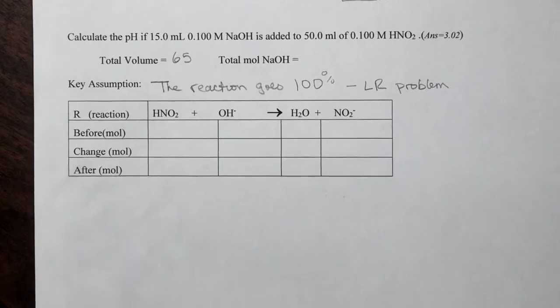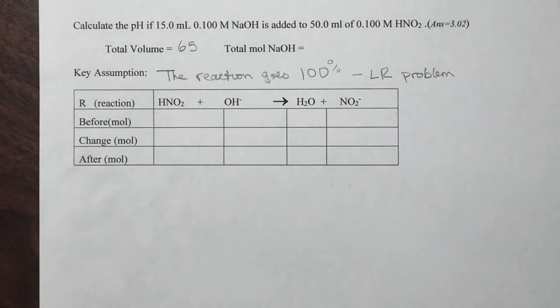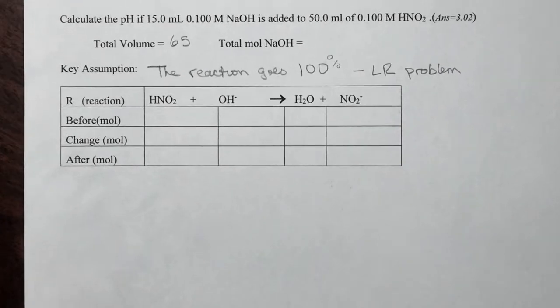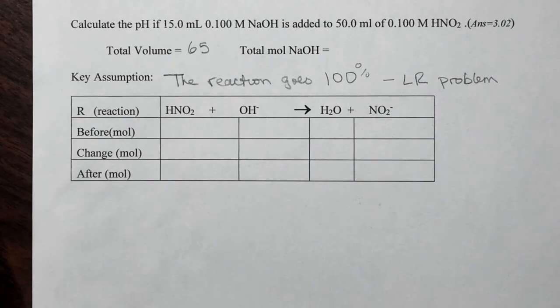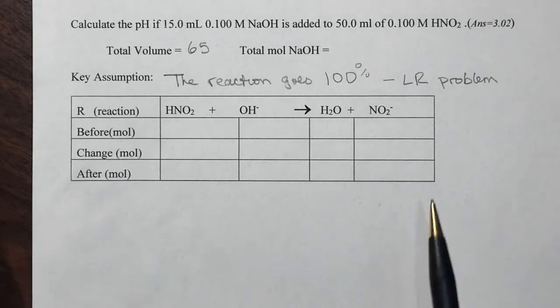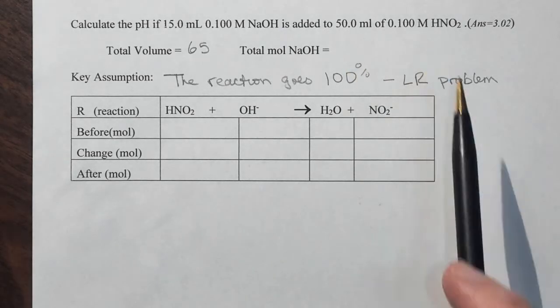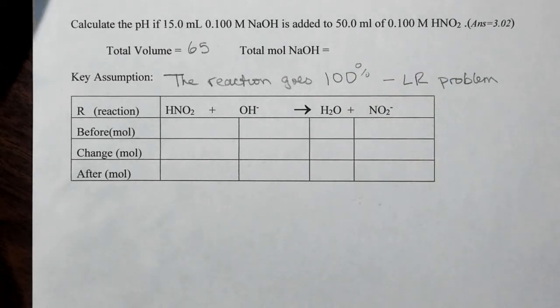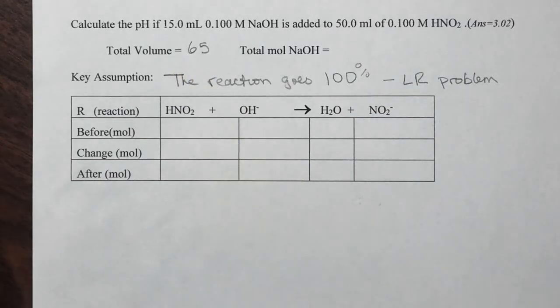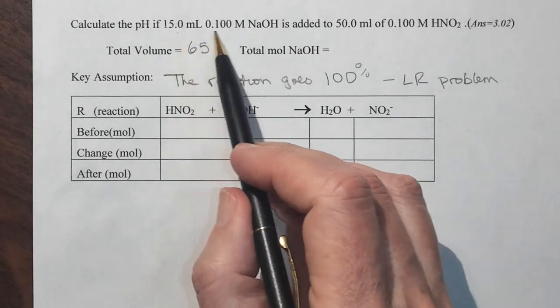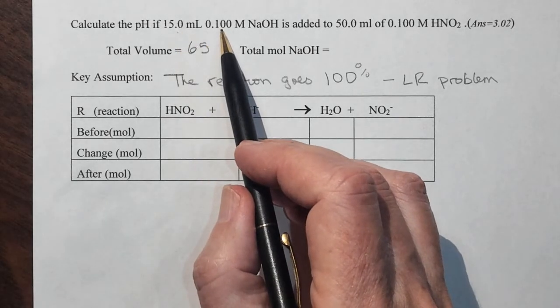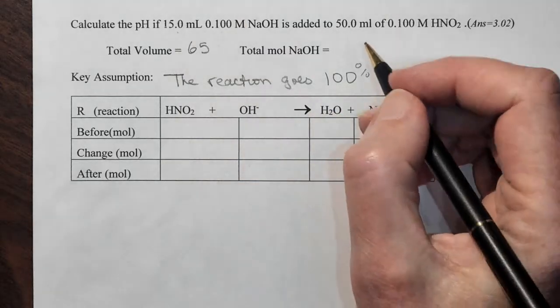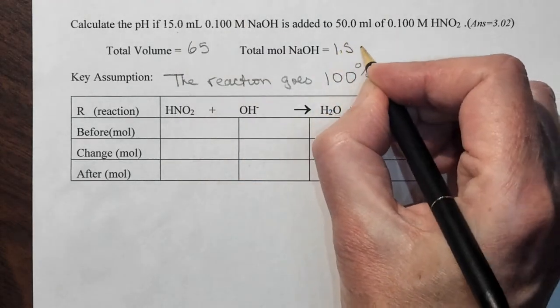Next, we're going to calculate the pH if 15 mLs of the 0.1 molar sodium hydroxide is added to 50 mLs of the 0.1 molar of the nitrous acid. So our total volume is 65. Our moles of sodium hydroxide that have been added so far is 15 times 0.1. We're going to use millimoles, so this is 1.5 millimole.